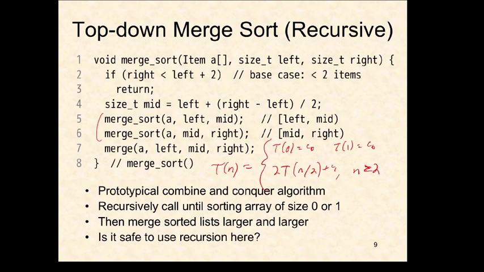Oh, wait a minute. We've got to include one other thing here. It's not just plus C1. It's plus n plus C1. Why n? Because after the recursive calls, we've got to merge them. We've got to do the merging, which we already said is big theta of n. And there's some constant factor there for figuring out where the middle is.